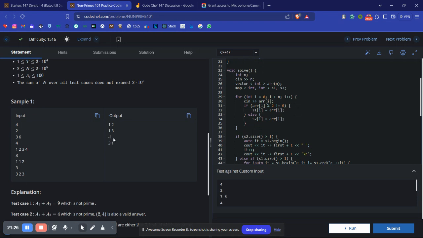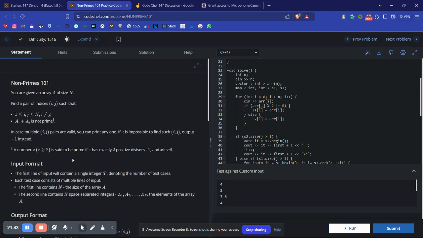What you have to check is whether the sum of the values at both of these indices is composite or not. I think that concludes the fourth question, prime non-prime.